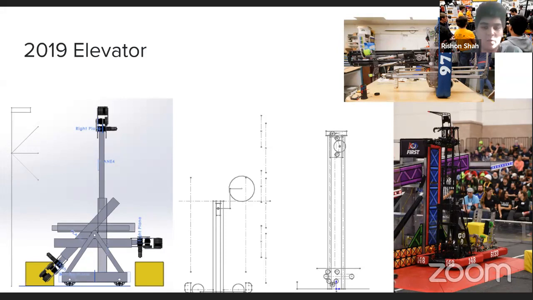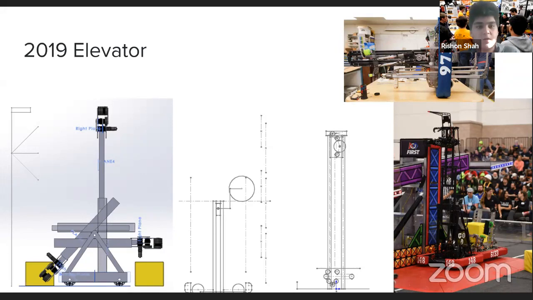We also try to incorporate new members as much as we can so that they can learn as much as possible from the experienced CADers that are working. And mentors also play a huge role in the CAD phase. We try to work with mentors as much as possible on CADing things.